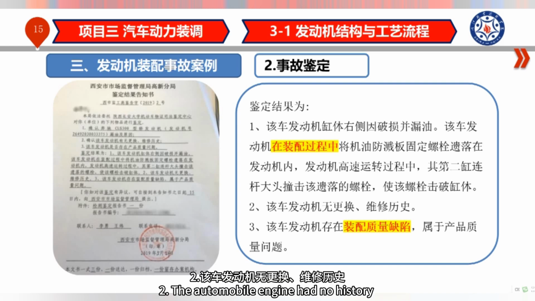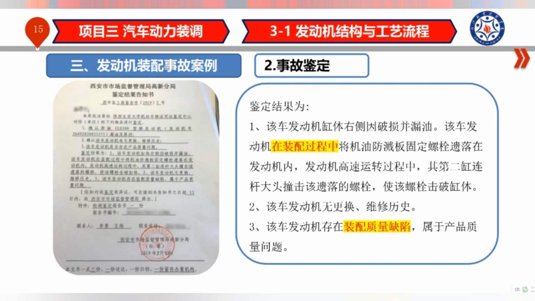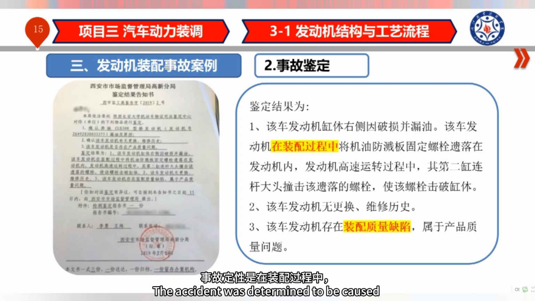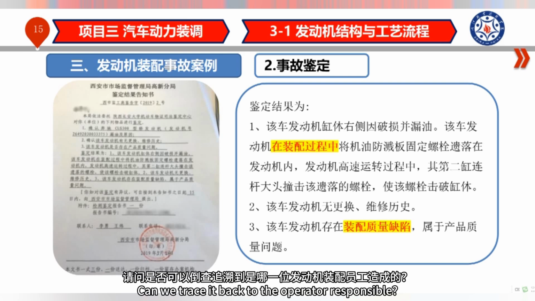Second, the automobile engine had no history of replacement or repair. Third, the engine had assembly quality defects. This constitutes a product quality issue. Please note this point. The accident was determined to be caused by assembly quality defects during the assembly process. Can we trace it back to the operator responsible?